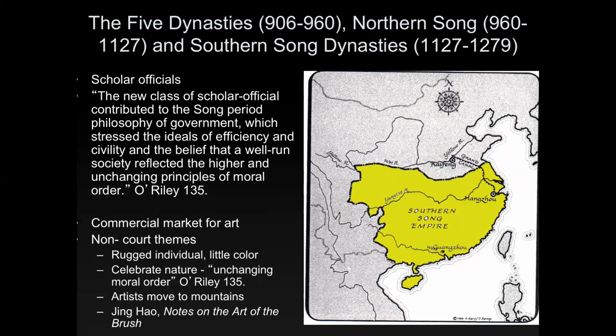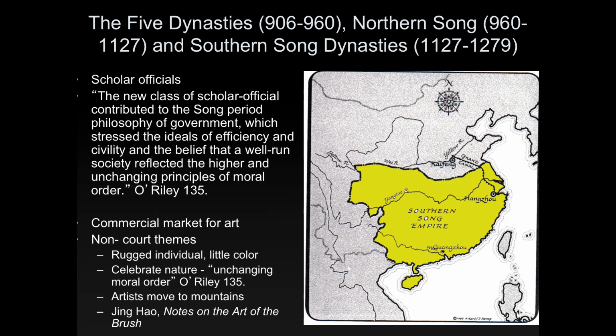So there develops a commercial market for art. That makes a lot of sense if the nobility is losing power and the merchant class is going upwards. Because a lot of these people are new rich and don't really have a connection to the traditions of nobility, there are a lot of non-court themes. Some of the ideas, and again, you might recognize this as something modern, or if you're a resident of the United States, something common in the United States, are this idea of a rugged individual. We start to see little color in the pieces.